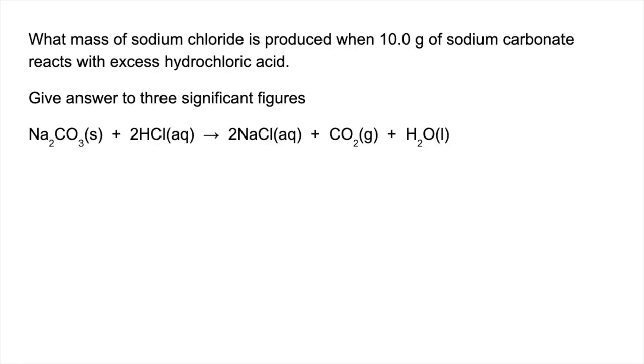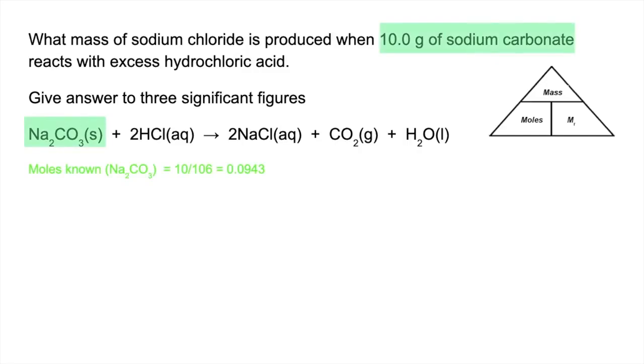So here's the first question. What mass of sodium chloride is produced when 10 grams of sodium carbonate reacts with an excess of hydrochloric acid? We've got to give our answer to 3 significant figures. There's the balanced equation, and there's the moles, mass and MR triangle. So step 1, moles of known chemical, obviously that 10 grams of sodium carbonate. So that's mass over MR, 10 over 106, 0.0943. That's to 3 significant figures. I've got the full number in the calculator.